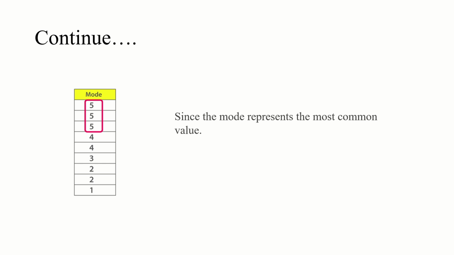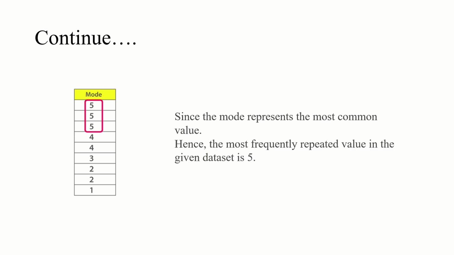For easy demonstration, the mode is the most common value. In this scenario, the repeated value is 5. The most repeated value in the set is 5, so the mode is 5. And we can also count the mode's frequency: 5 occurs 3 times.